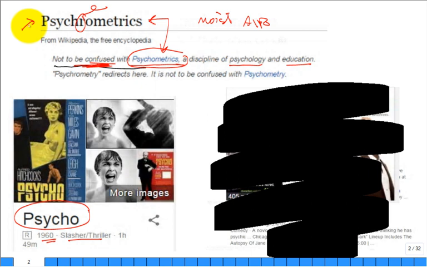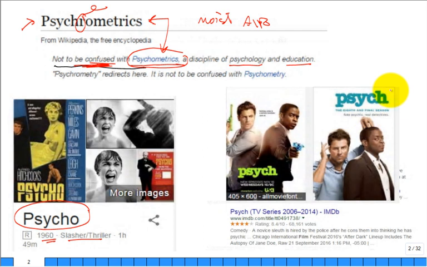The other is you may get confused like psych. Some people said, I've never seen it, but it played for a while. They may have seen it in reruns or the original series. Okay, there you go. There's a movie. So it can be confusing.